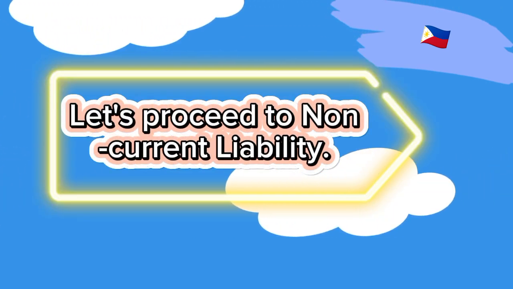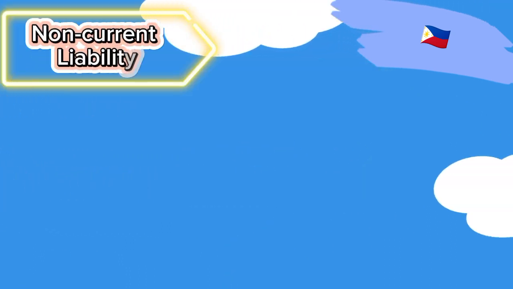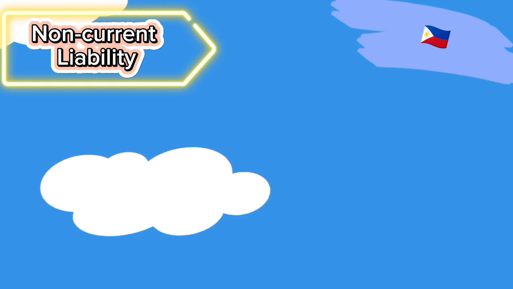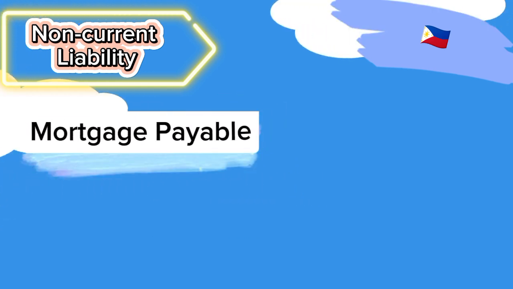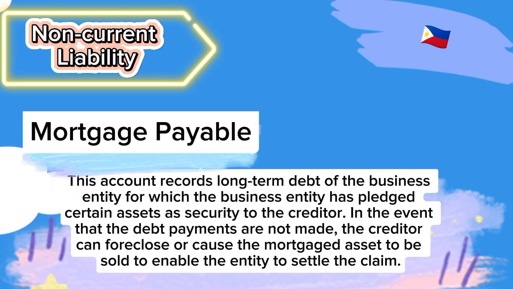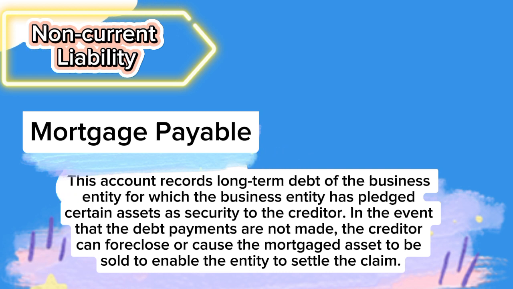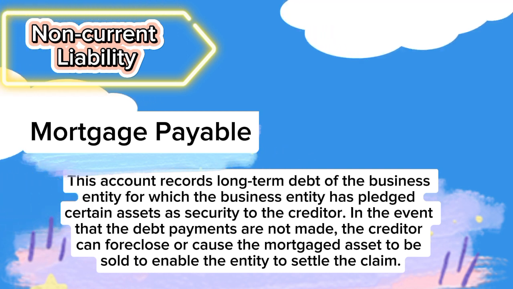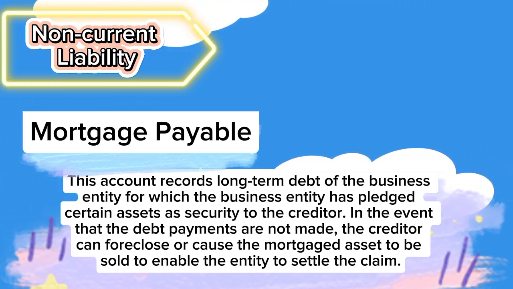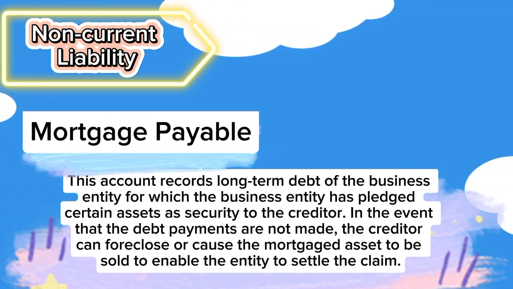Let's proceed to non-current liability. Mortgage payable. This account records long-term debt of the business entity for which the business entity has pledged certain assets as security to the creditor. In the event that the debt payments are not made, the creditor can foreclose or cause the mortgaged asset to be sold to enable the entity to settle the claim.